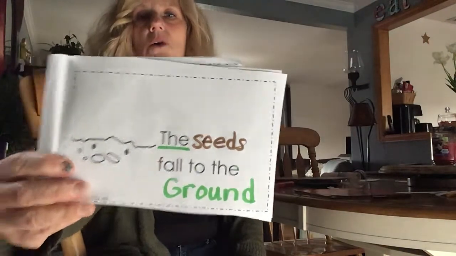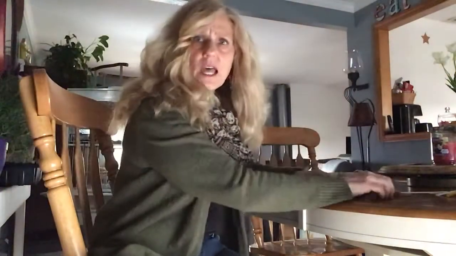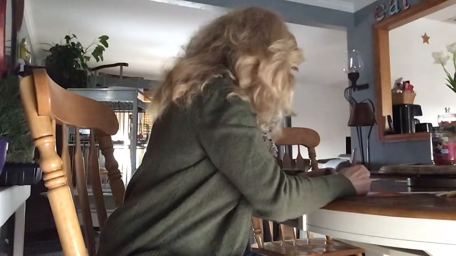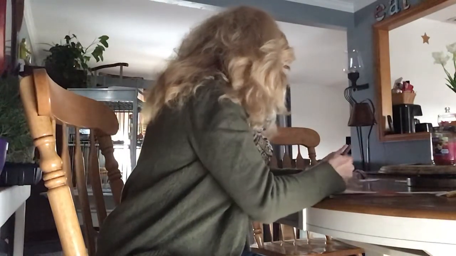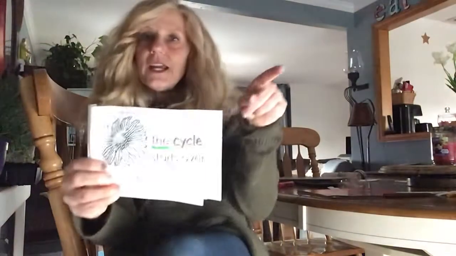fall to the ground. And what do you think happens when the seeds fall to the ground? The cycle starts over. Let's trace that word cycle. You know, we've been using that word a lot, cycle, huh? The cycle, we talk about life cycle. The cycle starts over. It's like a big circle, right? And we're going to talk more about the life cycle of a plant next week.